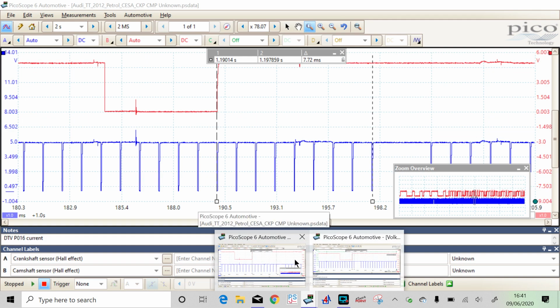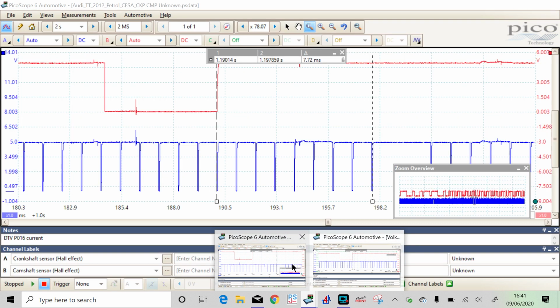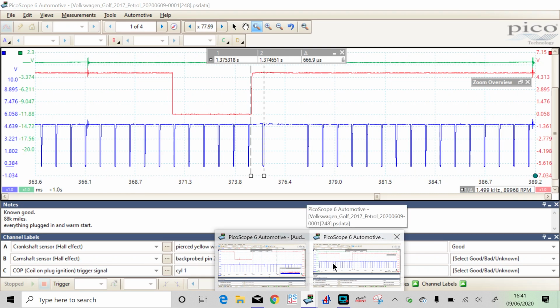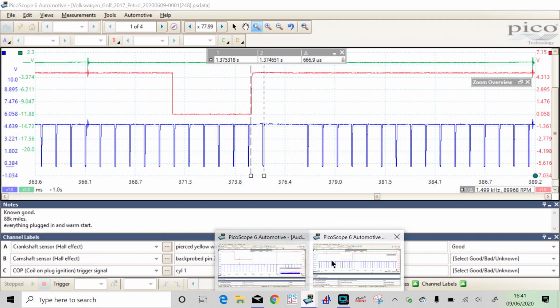And that's mine. Good. One tooth between the right-hand side of the camshaft. And mine: one, two, three, four, five, six, seven, eight teeth. So that's bad. Good, bad, good, bad, good.